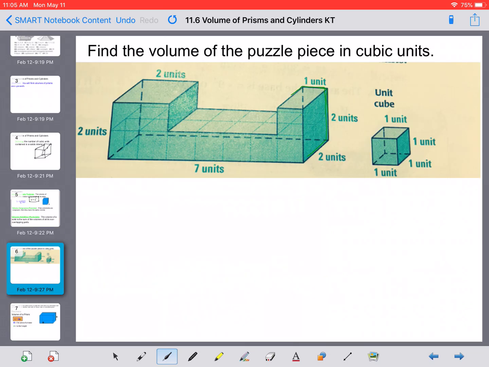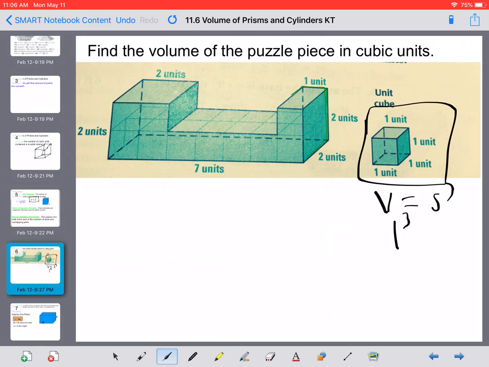This one wants us to find the volume of the puzzle pieces in cubic units. If we look here, we can see that each cubic unit is 1 by 1 by 1, so they are cubes. In that case, the volume of a cube equals the side length cubed. The side length of each one is 1, so 1 cubed is the answer: 1 cubic unit for each one. Now if we look at the puzzle, we have to find out how many units there are. What I'm going to do is break that down into pieces.